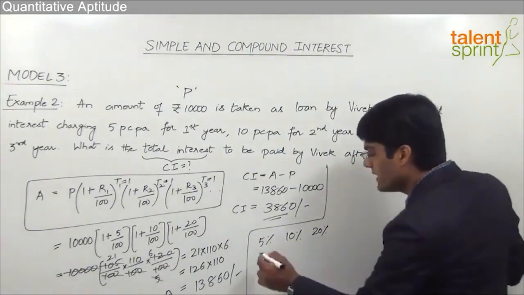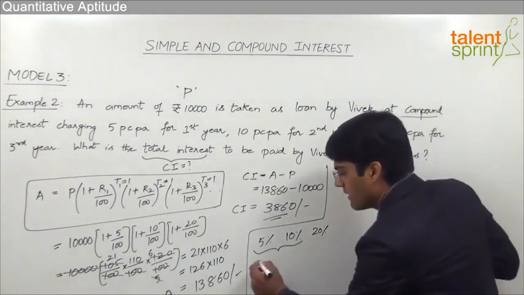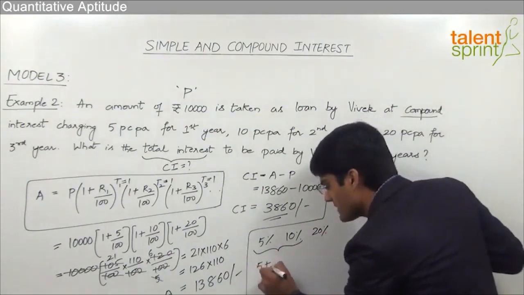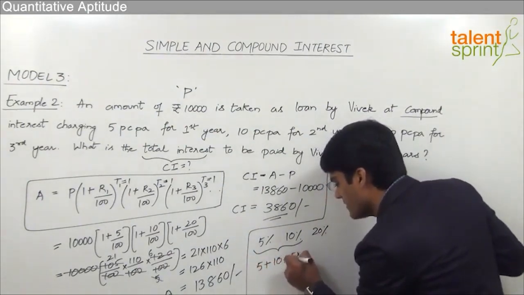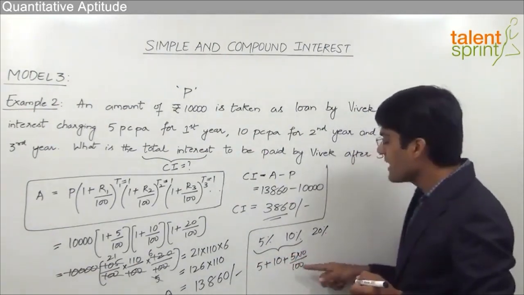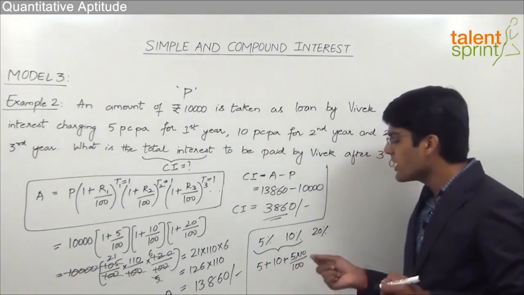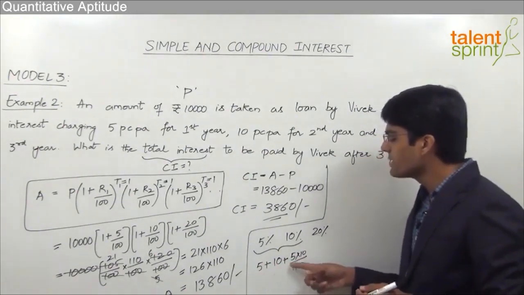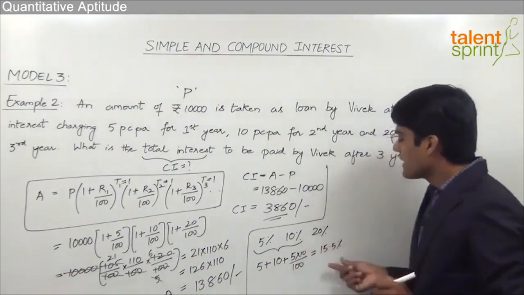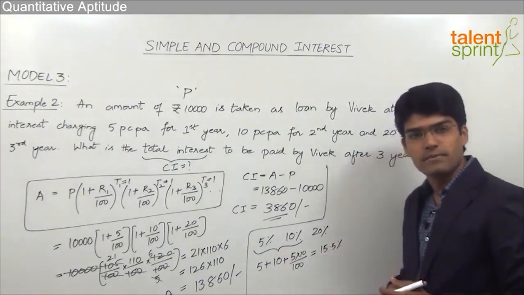So let us first calculate the net or effective percentage for 5 and 10%. As already discussed, the formula is A plus B plus AB by 100, that is 5 plus 10 plus 5 into 10 by 100. 5 into 10 is 50. 50 by 100 is 1 by 2 or 0.5. So 5 plus 10 plus 0.5 would be equal to 15 plus 0.5, that is 15.5%. That means the compound interest for the first 2 years together is 15.5%.